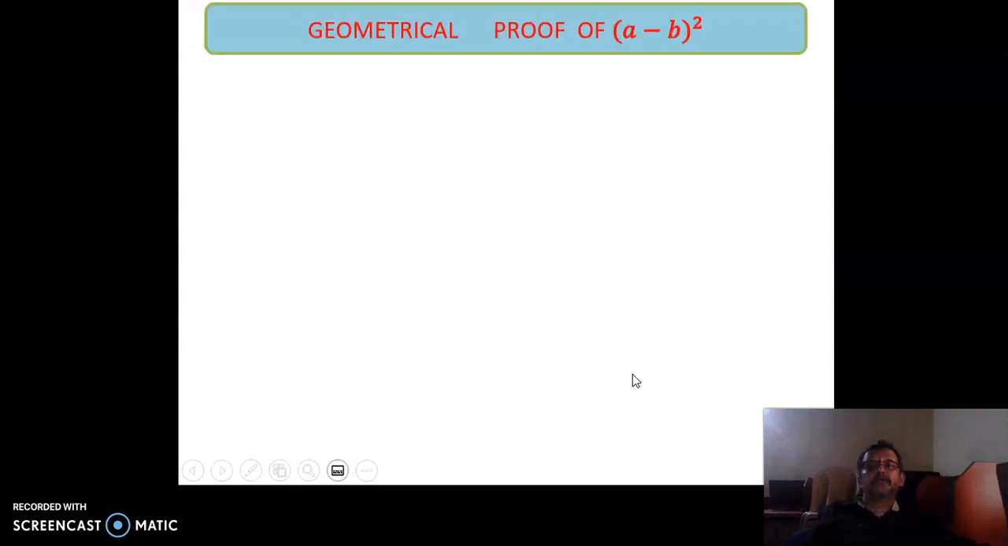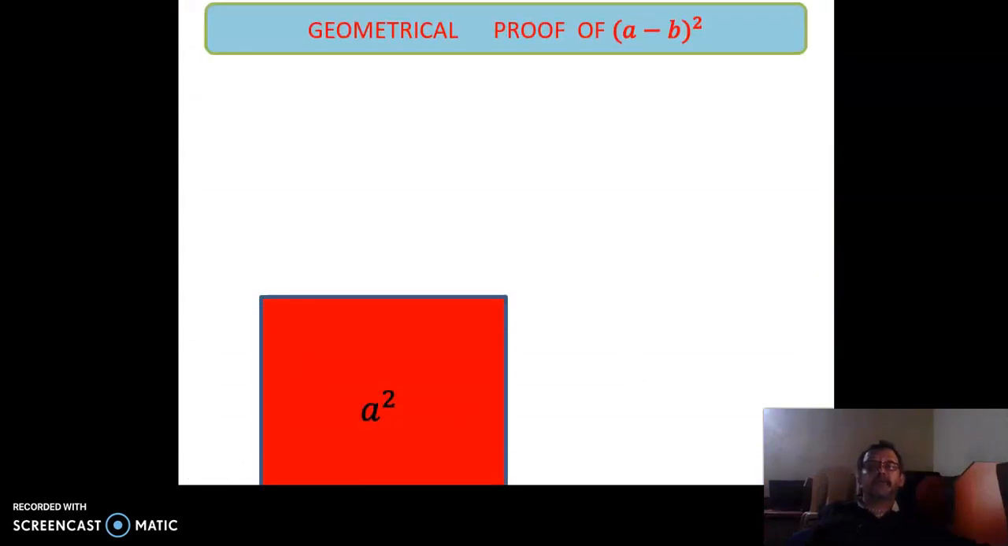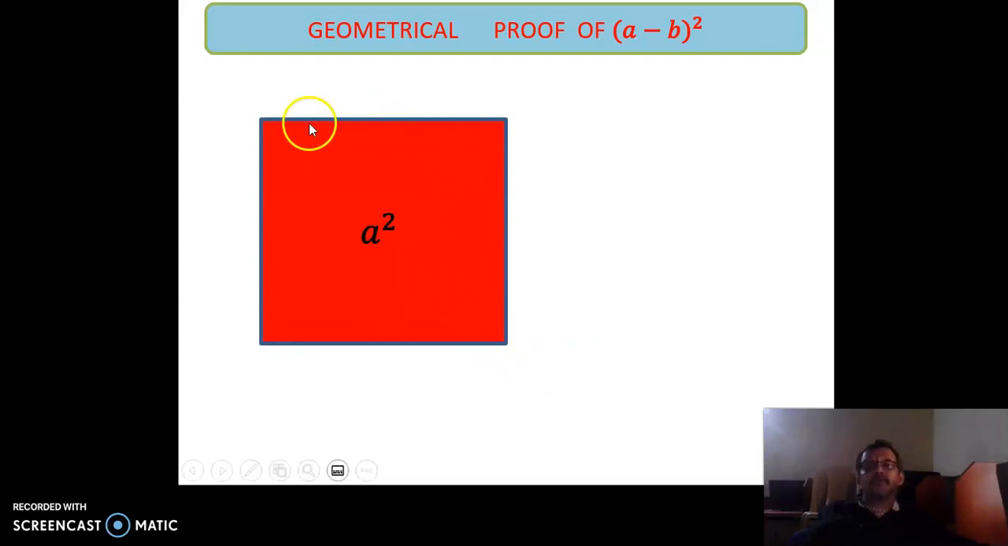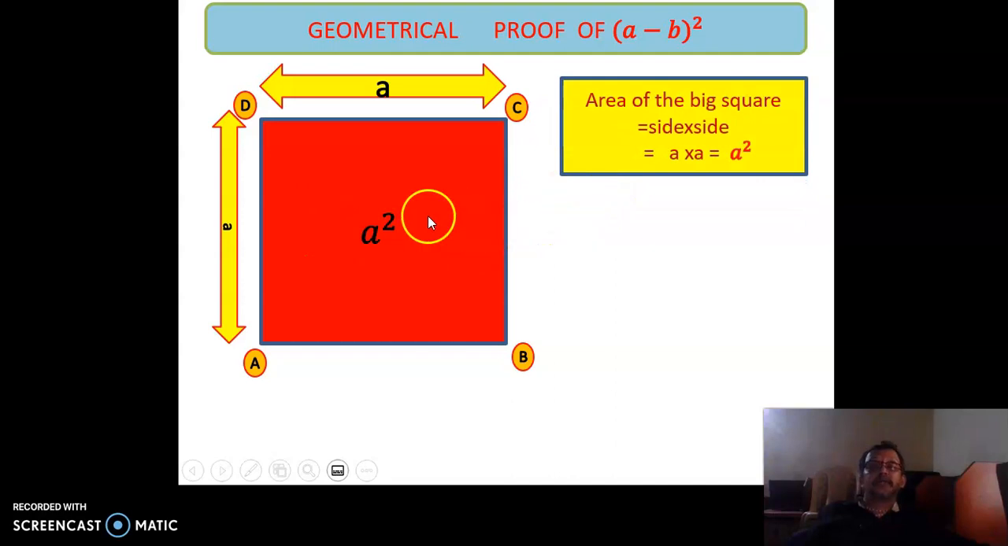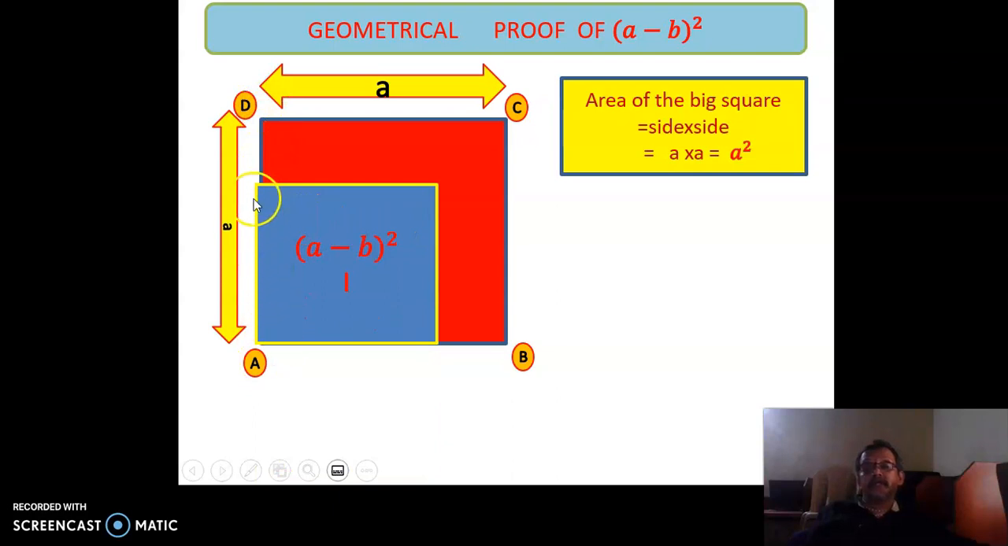So let us move on to the geometrical proof of (a minus b) whole squared. A wonderful proof. Let ABCD be a square whose side is a. So the area of this big square is a squared. Now take a part here. This is b, this is a. So this side is a minus b, and this side is also a minus b. So the area of this small square, part one, is (a minus b) whole squared. We want this one, (a minus b) whole squared.